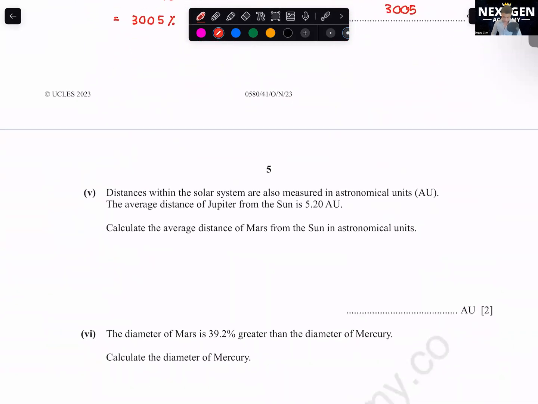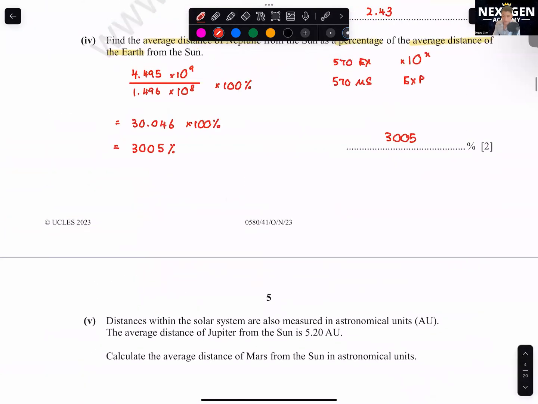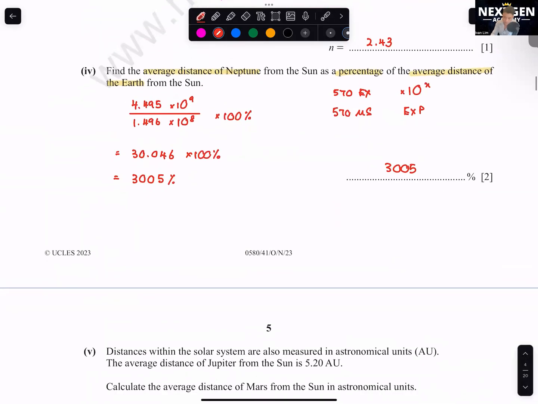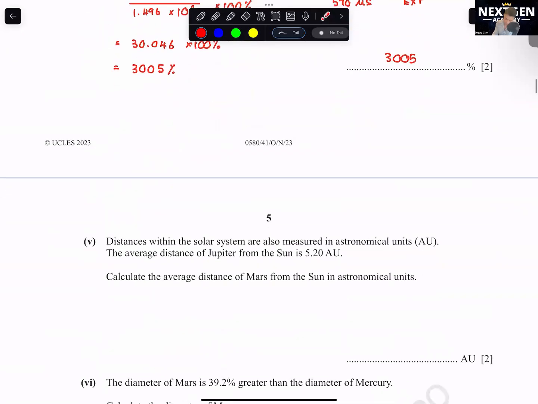Question 5. Distances within the solar system are also measured in astronomical unit. Okay, I just say AU lah. So how to pronounce? Okay, why I multiply by 100? Because percentage. Percentage, you want to change it to percent. This is not percent. This is just a ratio value. Okay, so AU unit. What is AU unit? The average distance of Jupiter from the sun is 5.20 AU. Calculate the average distance of Mars from the sun.